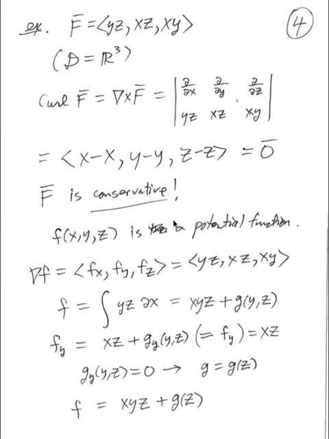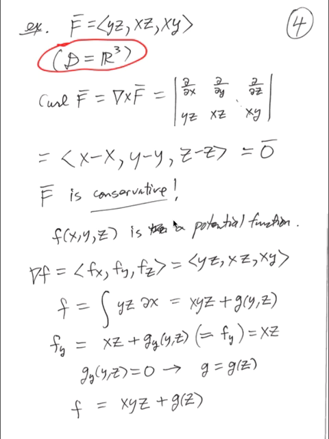Let's do one in 3 dimensions here. F is yz, xz, xy. Those are the i, j, k components respectively. The domain, as you can see, would be the entire space, all of 3 space. We're going to need to absolutely use the curl this time. Let's try the curl here.